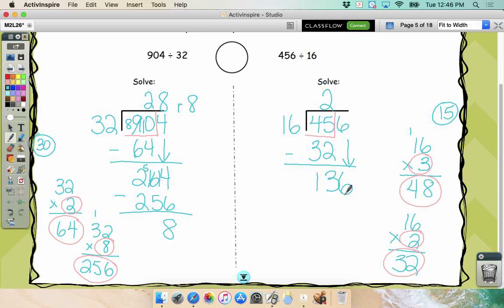Okay, so here's what I know. I know that 16 times 3 would be 48, and I've got to get to 136. So I'm going to go back to 15. 15, 30, 45. I know 15 times 6 is 90. So how many more 15s do you think I need? What should we try? An 8? Okay. So 16 times 8. Does that work? Yes. Okay.